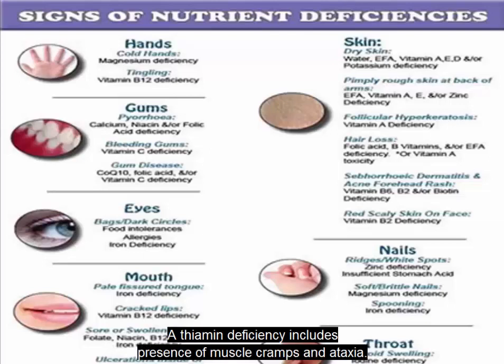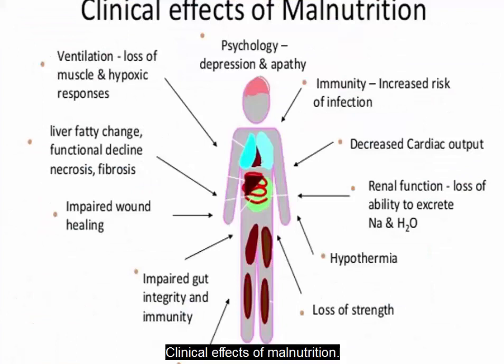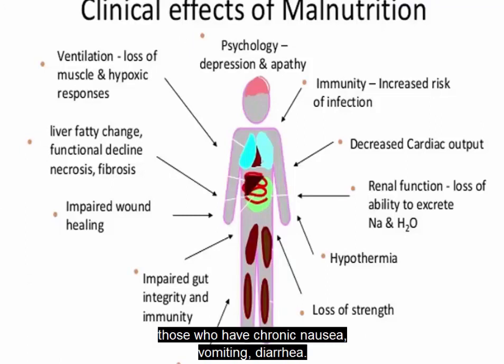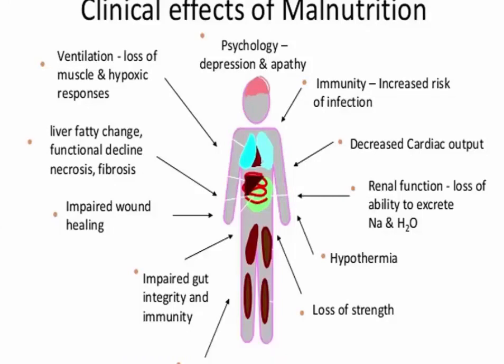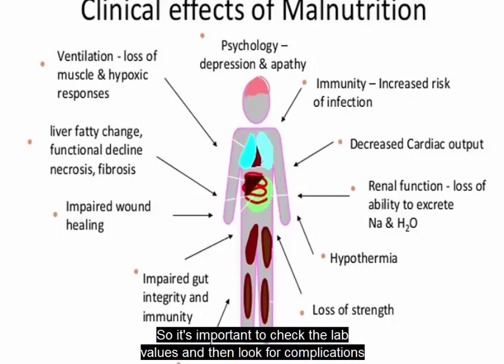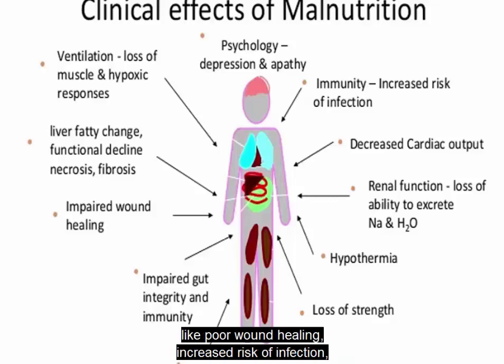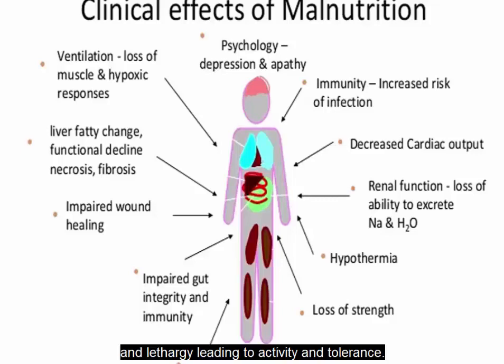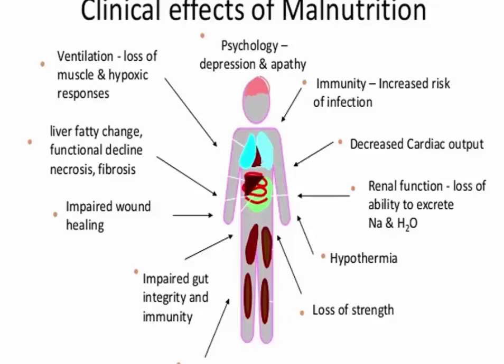A thiamine deficiency includes presence of muscle cramps and ataxia. Clinical effects of malnutrition: think about who is at risk. Those are economically disadvantaged, poverty, drug and alcohol abusers, those who have chronic nausea, vomiting, diarrhea. So it's important to check the lab values and then look for complications like poor wound healing, increased risk of infection, and lethargy leading to activity intolerance.